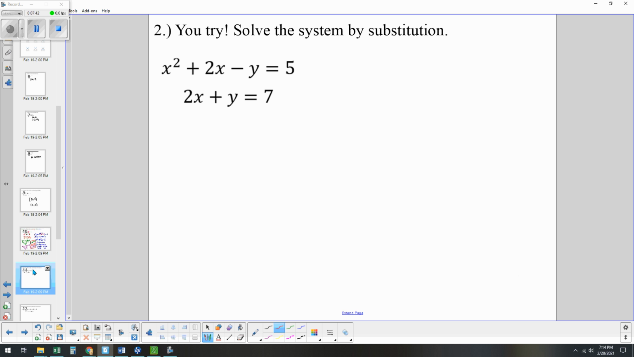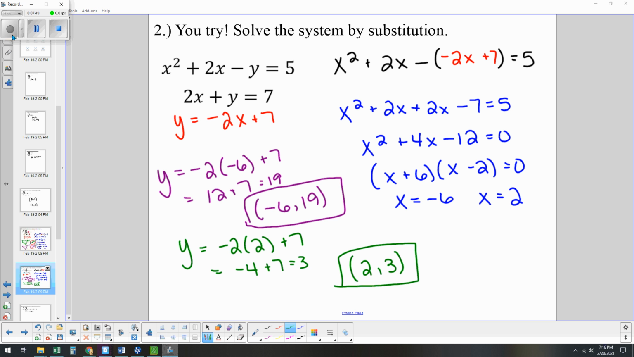So you go ahead and try this one. You could pause it, and I'm going to show the answer. All right, so let's check our answer here. We should have gotten negative 6, comma 19 and 2, comma 3.